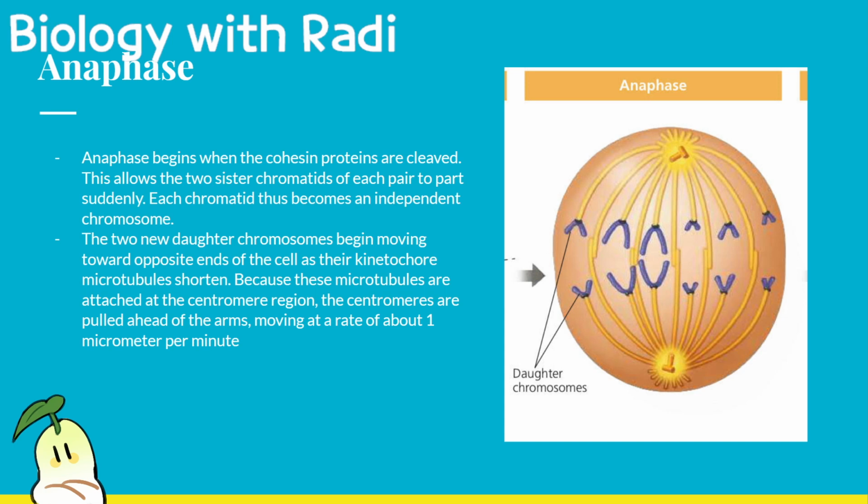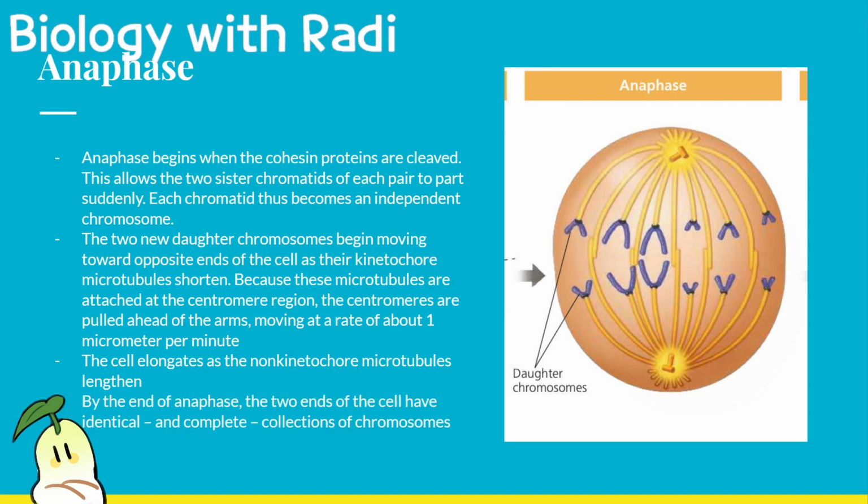Each chromatid thus becomes an independent chromosome. The two new daughter chromosomes begin moving toward opposite ends of the cell as their kinetochore microtubules shorten. Because these microtubules are attached at the centromere region, the centromeres are pulled ahead of the arms, moving at a rate of about 1 micrometer per minute. The cell elongates as the non-kinetochore microtubules lengthen. And by the end of anaphase, the two ends of the cell have identical and complete collections of chromosomes.